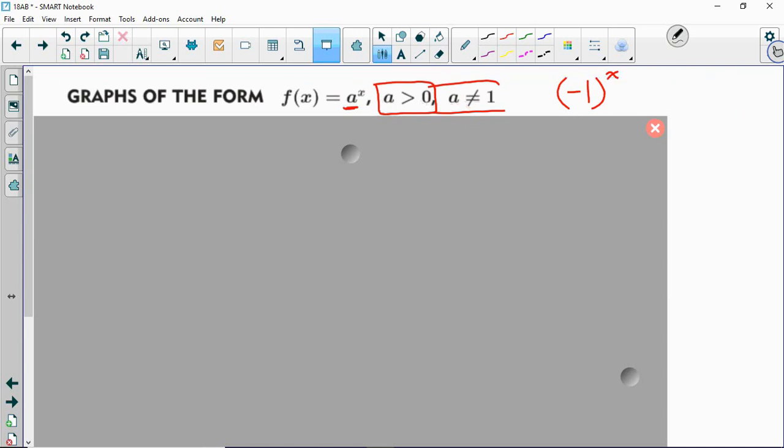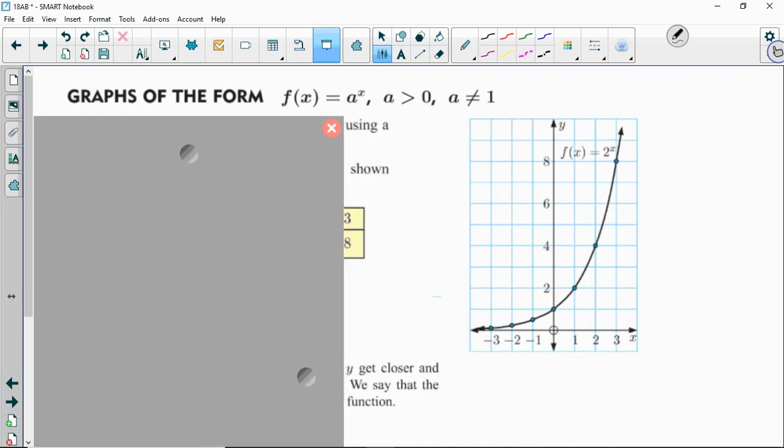So, why is this a problem? Well, what happens if x happens to be 1/2? Well, negative 1 to the 1/2. 1/2 is the same as a square root. Remember that rule of exponents? And can we take the square root of a negative? No. So if our base value, if our a is a negative number, then for certain x values, the function won't exist. So we're just not going to deal with that. We're going to insist that we only deal with functions where the base, the a value, is positive and it's not equal to 1. So now we're going to look at an example of one here.